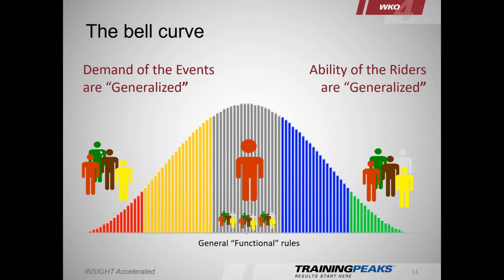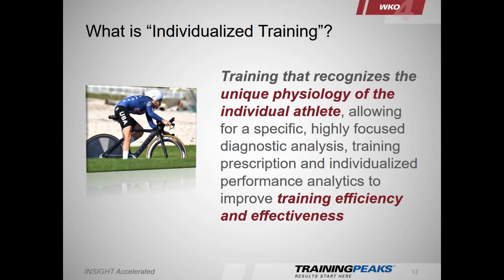So when we set out to develop the science behind WKO4, we wanted to do something better with that. We wanted to individualize training. So basically, we set out with a premise that we want to develop training that recognizes the unique physiology of the individual athlete, allowing for specific, highly focused diagnostic analysis, training prescription, and individualized performance analytics to improve the efficiency and effectiveness of your training.